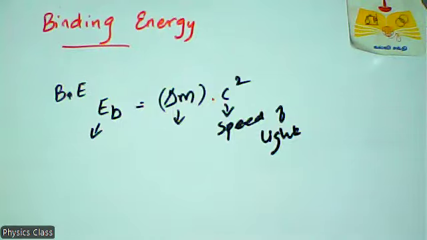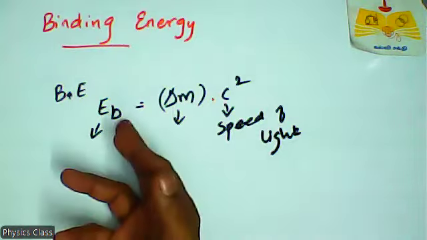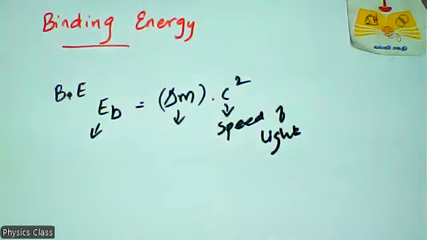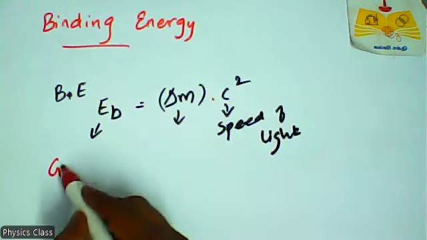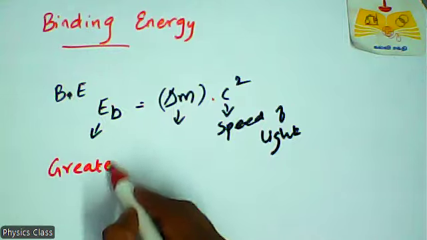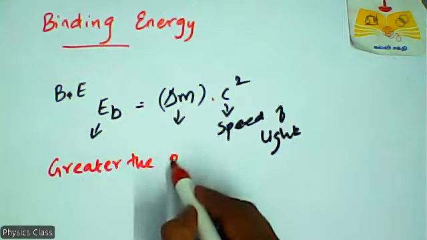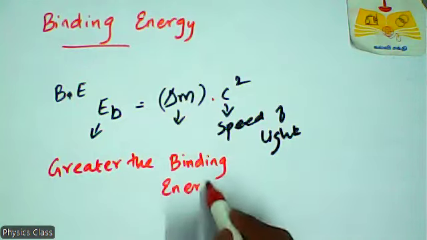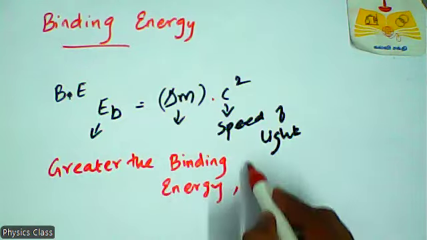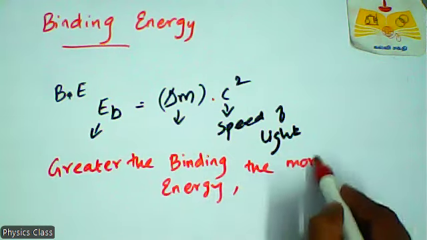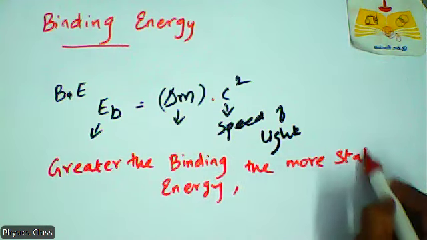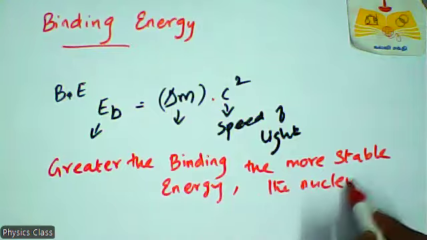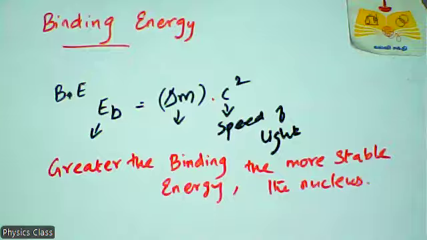So greater the binding energy means more stable the nucleus. Greater the binding energy, the more stable the nucleus. Clear?